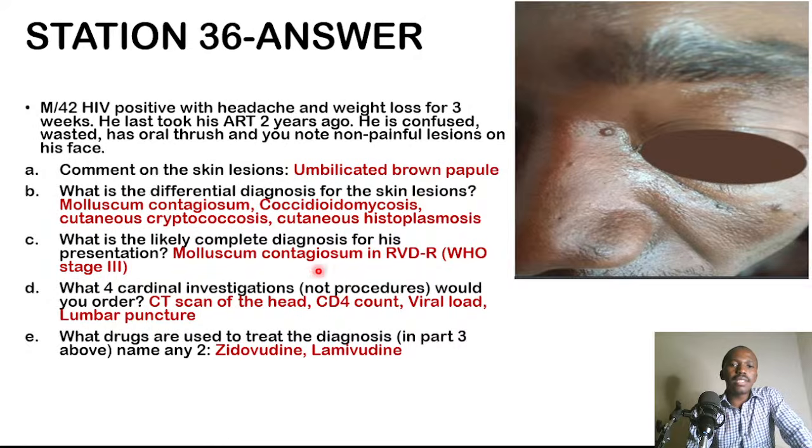So the investigations that you want to order, of course, your CT scan of the head, CD4 count, your viral load, and you can do a lumbar puncture if the CT scan has cleared that there's no space-occupying lesion. Of course, the drugs are your HIV drugs, so you can use any of the HIV drugs that you know. That's your zidovudine and lamivudine.